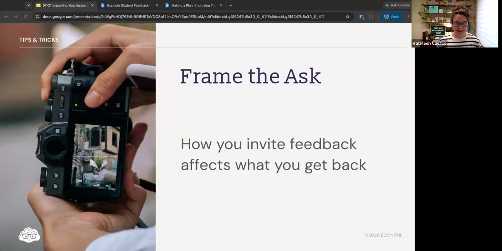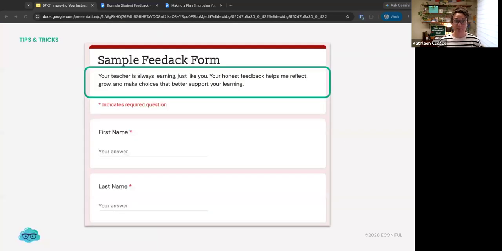And I want to show you another example of that, and you'll have access to this sample short end of unit survey. So this is like the supply and demand feedback that we saw from Megan. It's framed with a growth mindset model, right? So it's communicating just how valuable this teacher finds the feedback. At the start, it says, your teacher is always learning, just like you.